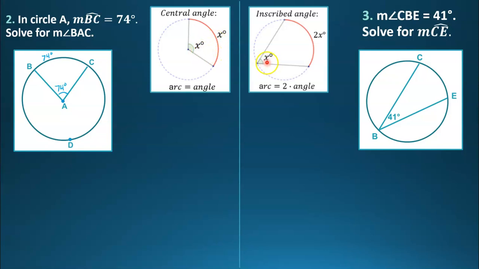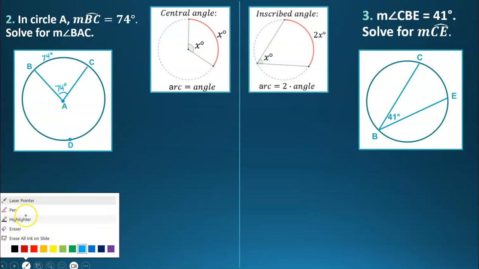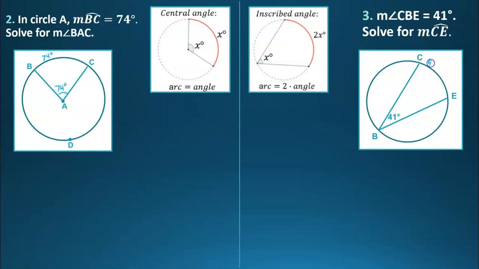With inscribed angles, their intercepted arc is double the angle measure. So we take the angle measure, we just multiply it by 2, that gives us the arc measure. So if we take 41 and we multiply by 2, that's going to give us 82 degrees. And that's our final answer for the measure of arc CE.